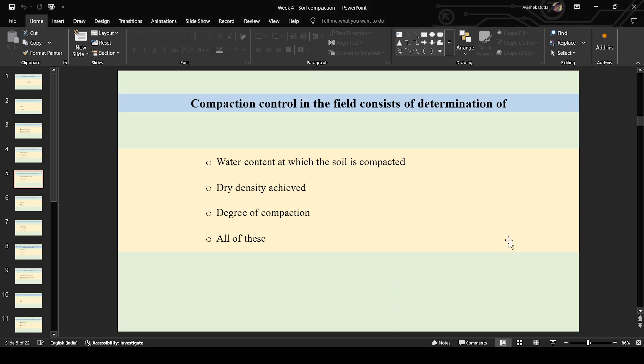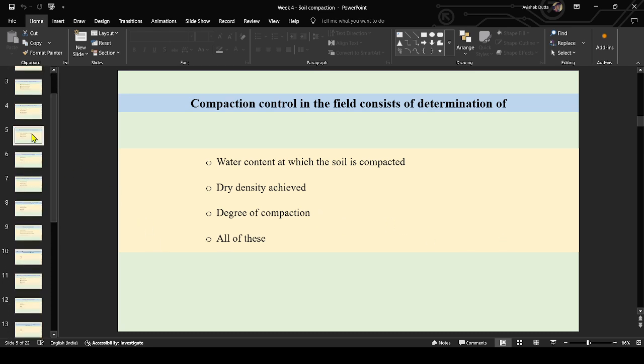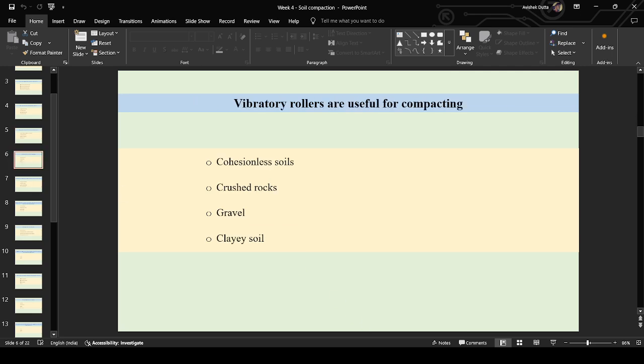Okay, so this was the question. I will go to the next question. Vibratory rollers are useful for compacting. Your options are: cohesionless soils. Option 2, crushed rocks. Option 3, gravel. Option 4, clay soil.